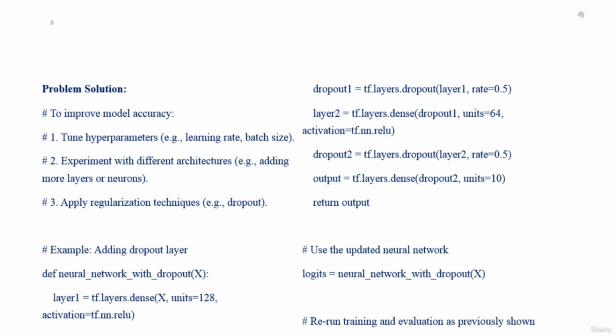How code is working. To improve accuracy, you can experiment with various strategies such as tuning hyperparameters, altering network architecture, or applying regularization techniques like dropout. The provided code snippet adds dropout layers to the network to help prevent overfitting.